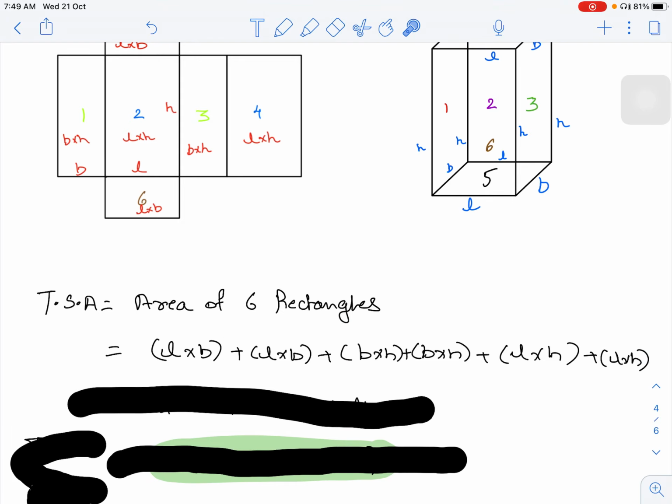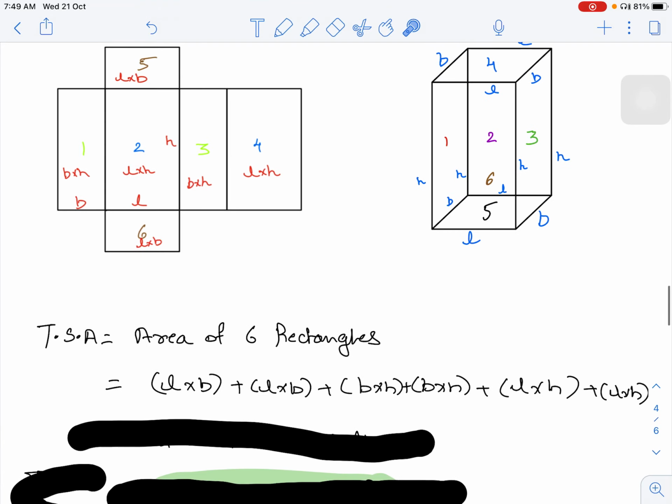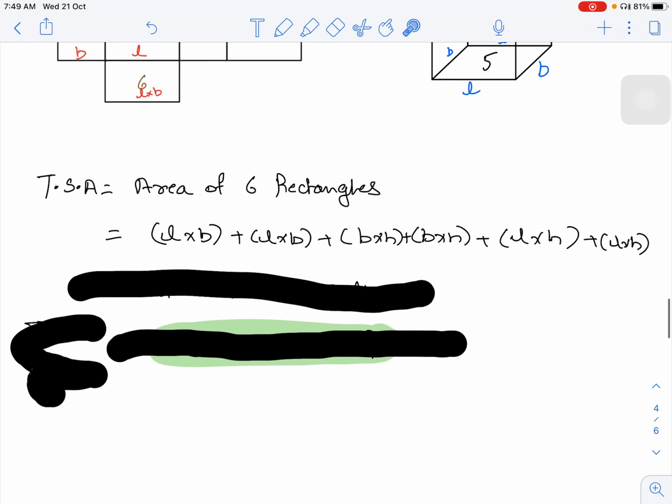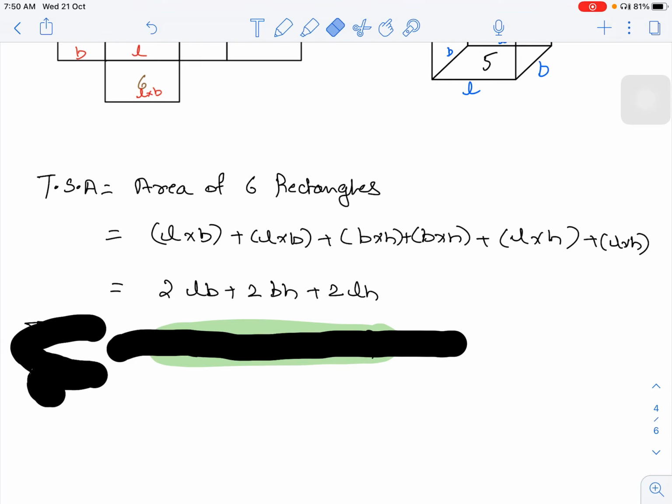Now length into breadth, that is this area, plus the area of the top. So this is two length into breadth, then breadth into height, breadth into height, that we have written here, and then length into height and length into height, that we have written here. It can be seen that length into breadth repeats two times, breadth into height repeats two times, and length into height also repeats two times. So we can bring it together and write it as 2lb, 2bh, and 2lh.